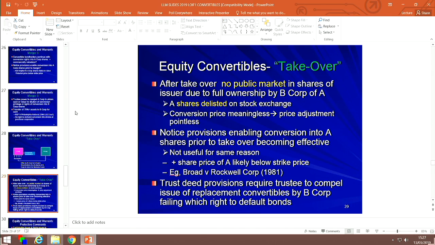And this time, the trustee is given power to compel the bidder, B Corporation, to issue new replacement convertibles to the existing convertible bondholders of A, to substitute, by way of exchange, a convertible bond issued by B in place of the convertible bonds which the bondholders are holding, which were issued by A. Now, that is a perfectly fair compromise.